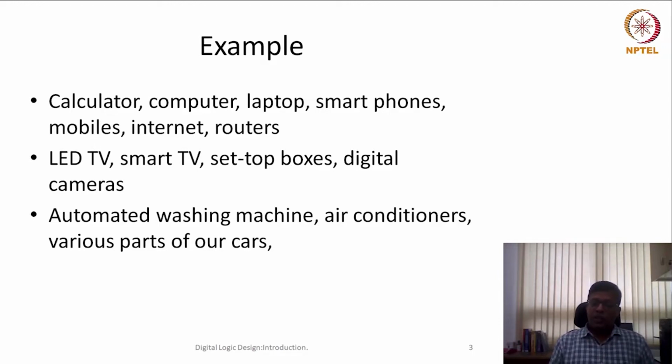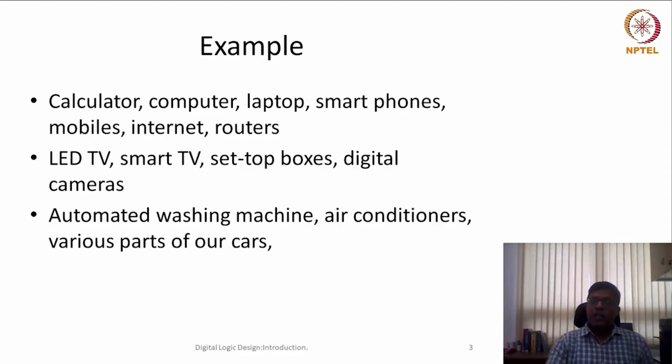And the things which we don't perceive as digital, but also in our cars, whenever you use these words, power window, power steering, power brake, most of these components in the car are also digital in nature. So this way we see all around us a lot of things which can be termed as a digital system.